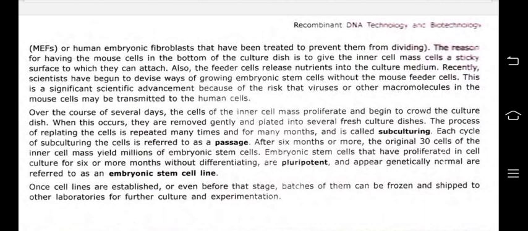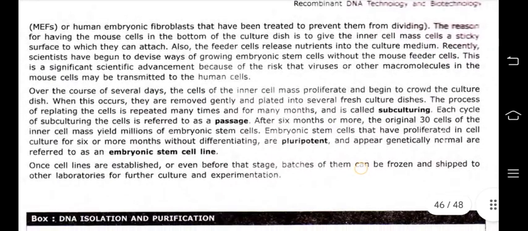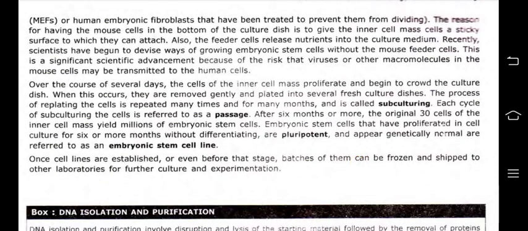The process of replating the cells is repeated many times and for many months, and this is called subculturing. Each cycle of subculturing of cells is referred to as a passage. After 6 months or more, the original 30 cells of inner cell mass yield millions of embryonic stem cells.